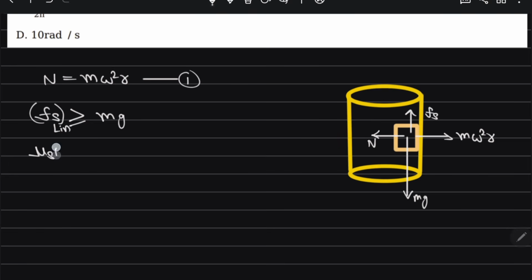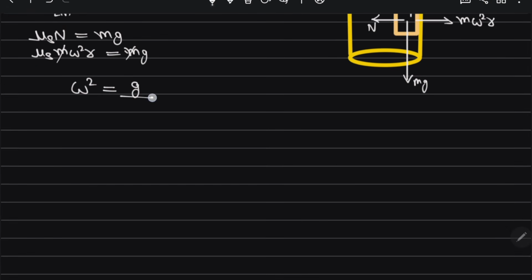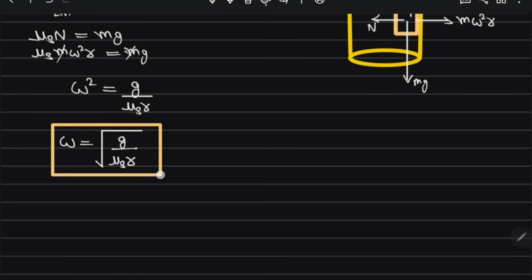fs is our limiting value, so mu s into normal is equal to mg, and mu s into normal is m omega square r, that is equal to mg. m is going to be cancelled, so omega square is equal to g upon mu s into r. So omega comes out to be the square root of g upon mu s into r.